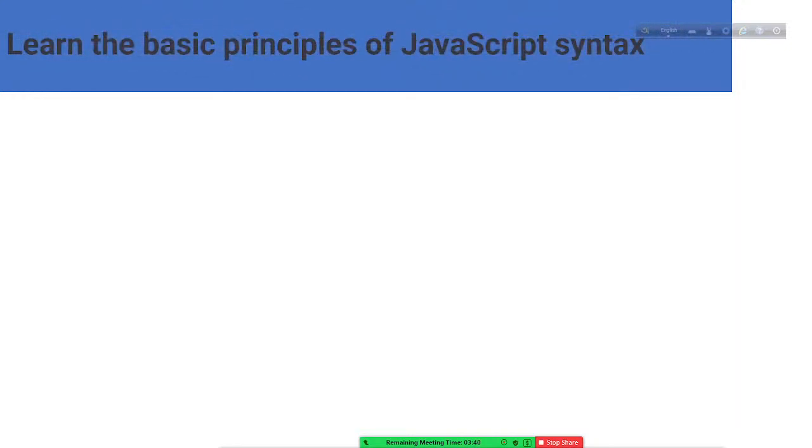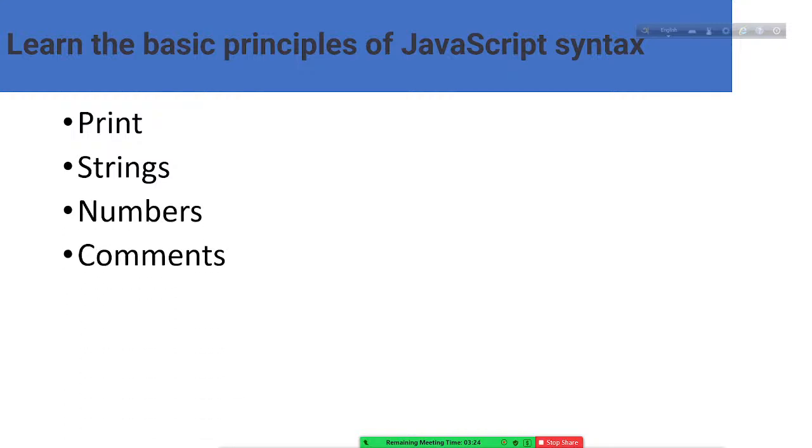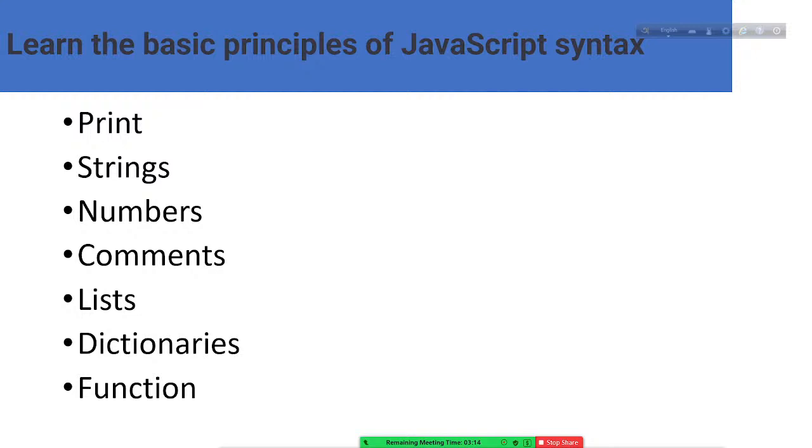So for this we need to learn some basic JavaScript syntax. Mainly at this time I discuss print, then what a string is, what a variable is, how you can define variables, numbers, comments, lists, dictionaries, and then how you can define functions in the JavaScript programming language. So I will try to show all of these things practically one by one.